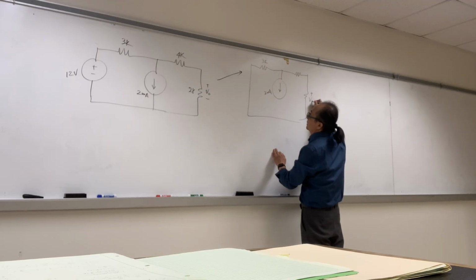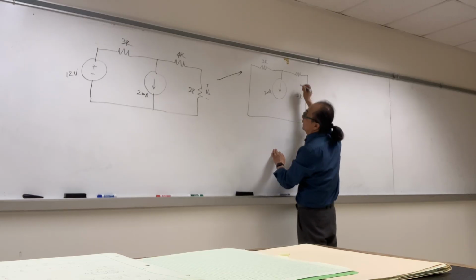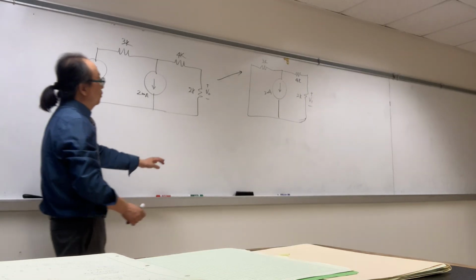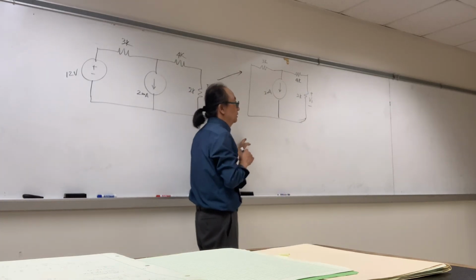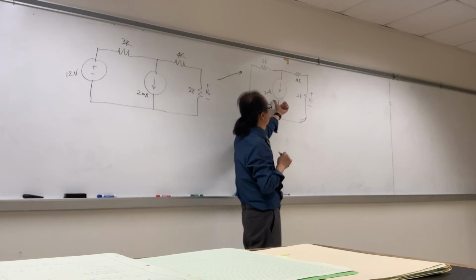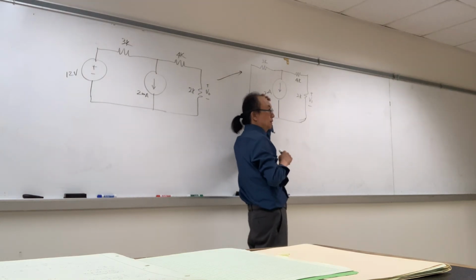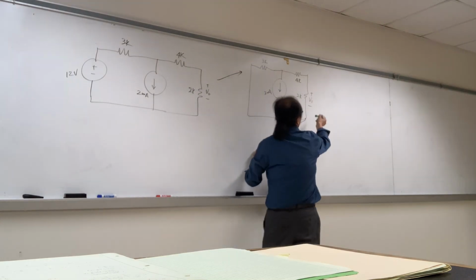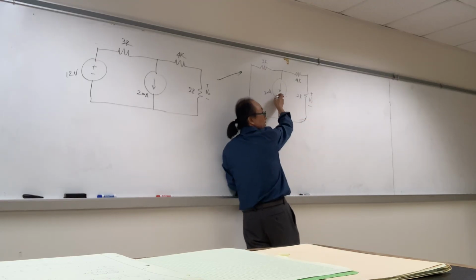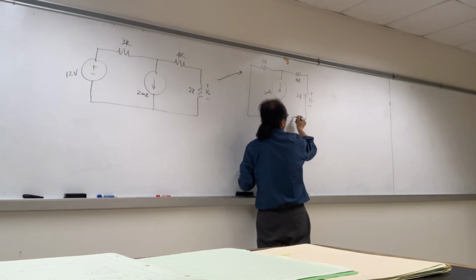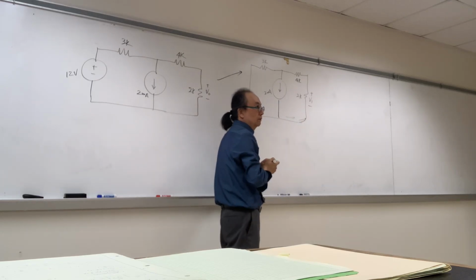I'm going to call this V1 now. We have a 2K and 4K. So what do you want to do? Find the node? Okay, we can do that, but there's an easier way. We have a current source and two parallel resistors, so simply current division. In order to find V1, we need to find the current. Since this current is going downward, the current should be going downward, right?